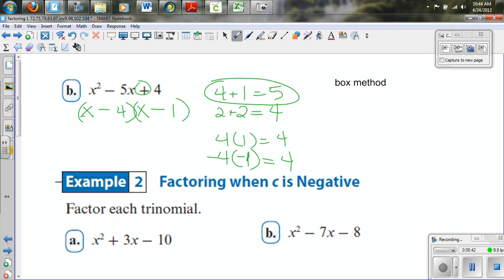Check it. x times x is x squared. x times negative 1, negative 1x. Negative 4 times x, negative 4x. And negative 4 times negative 1. Does that give us x squared minus 5x plus 4? Yes, it does. So our factors are x minus 4 and x minus 1.